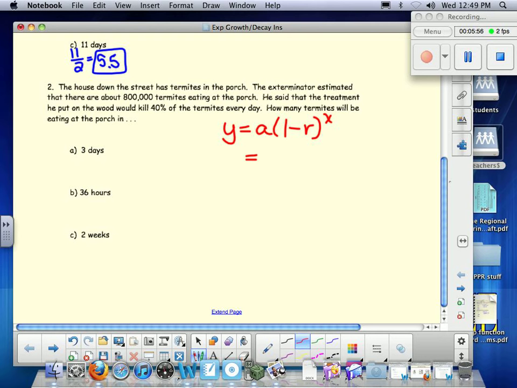What is our initial amount of termites? 800,000. Be sure you get enough zeros there, not only when you write it, but also on your calculator. That's a wonderful place to make a mistake. Okay, yep. 40% is a 0.4.